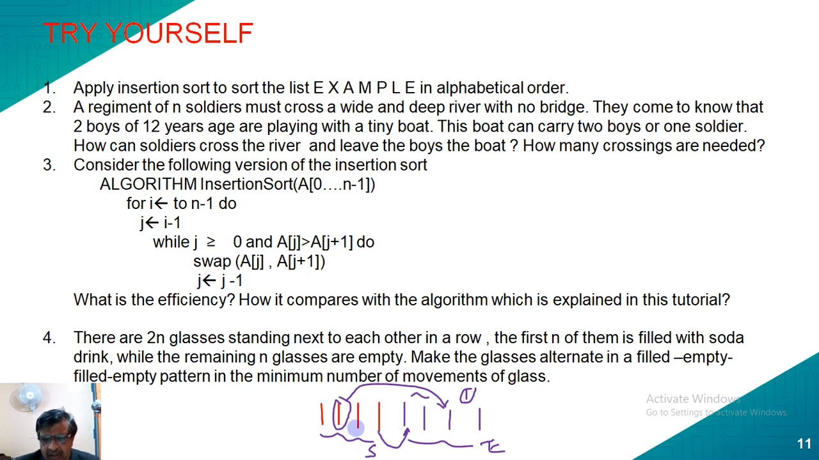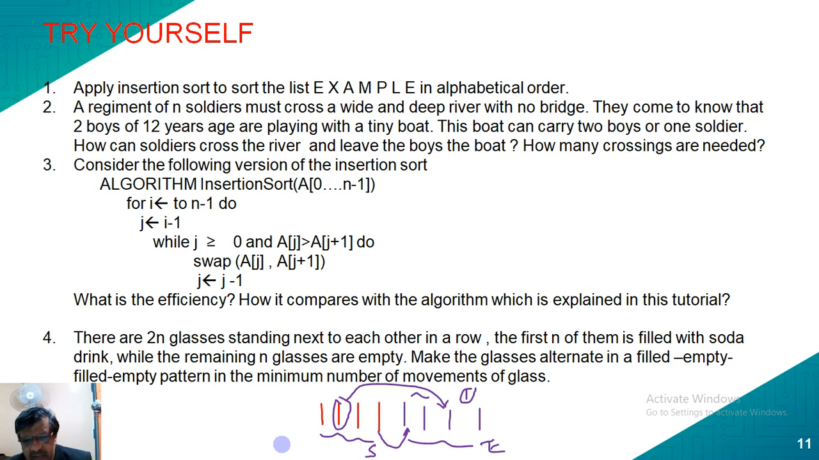So how many movements? This is filled with this, so this is fully filled. This will become empty, this is filled, and this is filled with the other one. So now there are 8 bottles, n is 4, and the number of movements is just 2. Therefore if there are n filled bottles, it will be n by 2 movements. This is the thing.